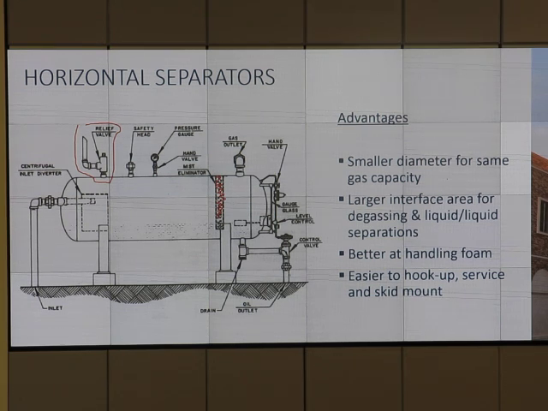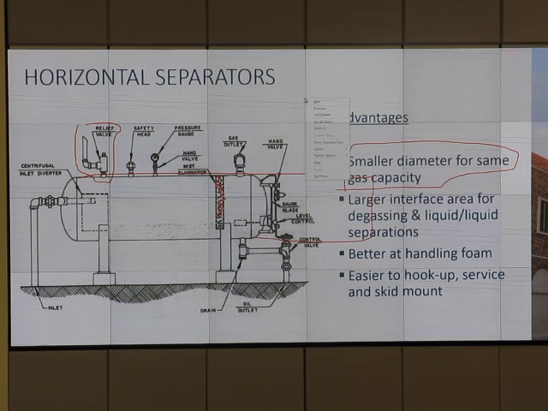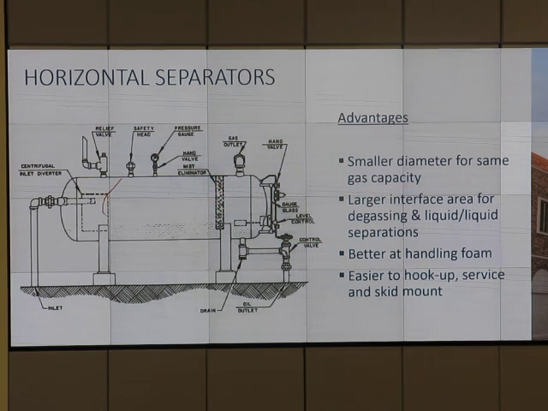So you have more. What's a smaller diameter? I'll check on that part. You have any comment on that small diameter? Oh, okay. The horizontal separator can be long, right? And it doesn't need to be that fat. Okay. And it has large interface area for liquid-liquid separation, gas-liquid separation. It can handle foam very well. So we have a foam eliminator over there, so it can remove foam.